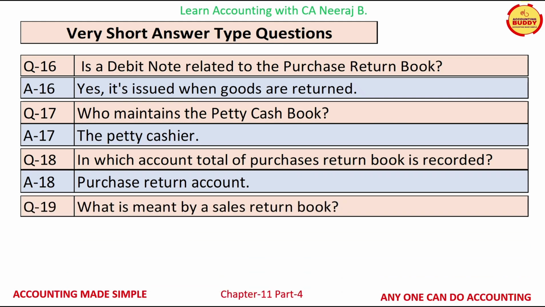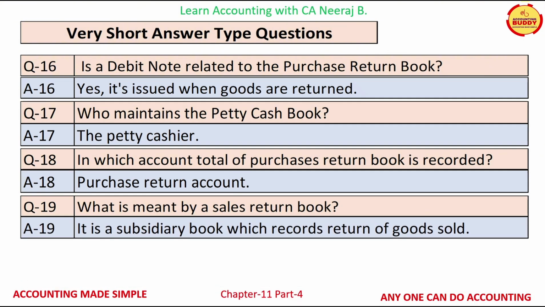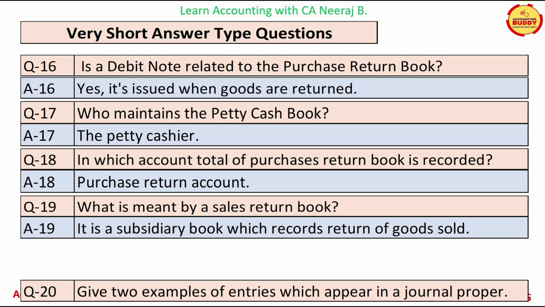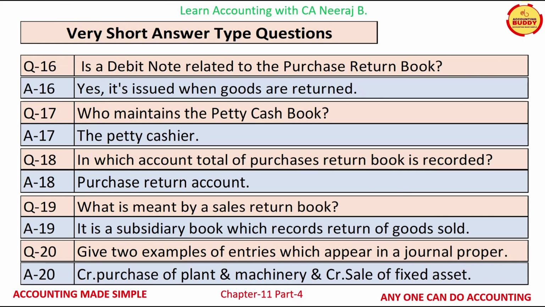Question number 19, what is meant by a sales return book? And the answer is it is a subsidiary book which records return of goods sold. Question number 20, give two examples of entries which appear in a journal proper. And the answer is credit purchase of plant and machinery and credit sale of fixed assets.